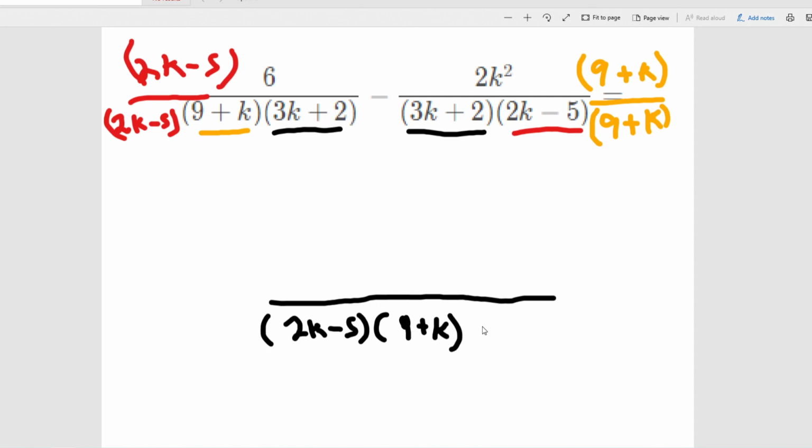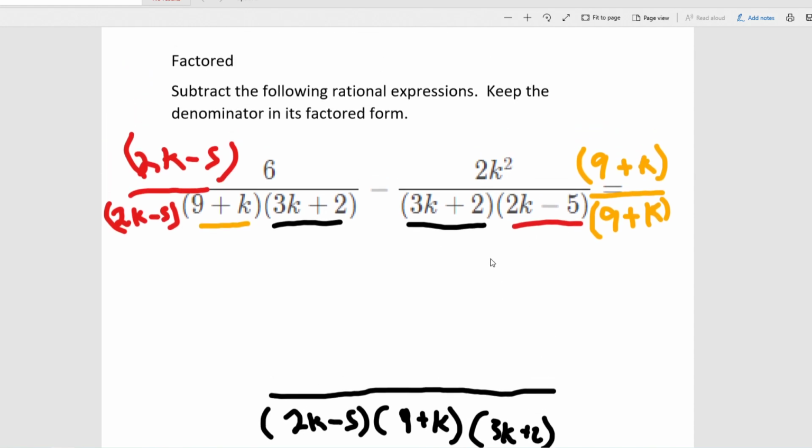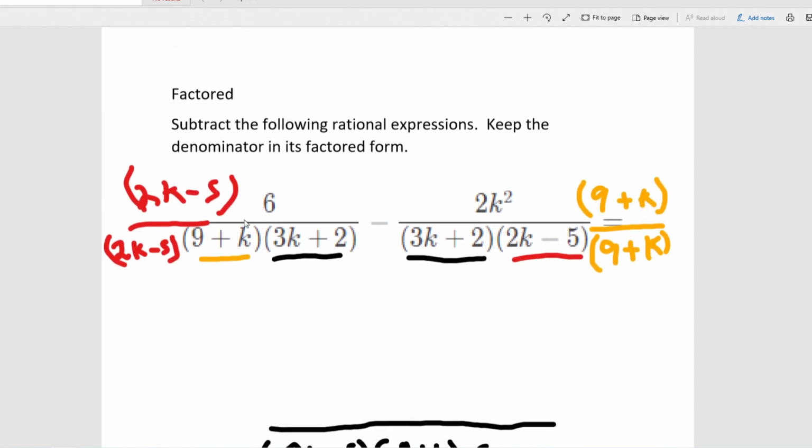And they both have the 3k plus 2, which they already shared. And guess what? Now we just have to do the top. So, in order to do the top stuff, we have to do a little bit of cleanup. We have a little multiplication problem here and a little multiplication problem here. So we're going to use our distributive property.